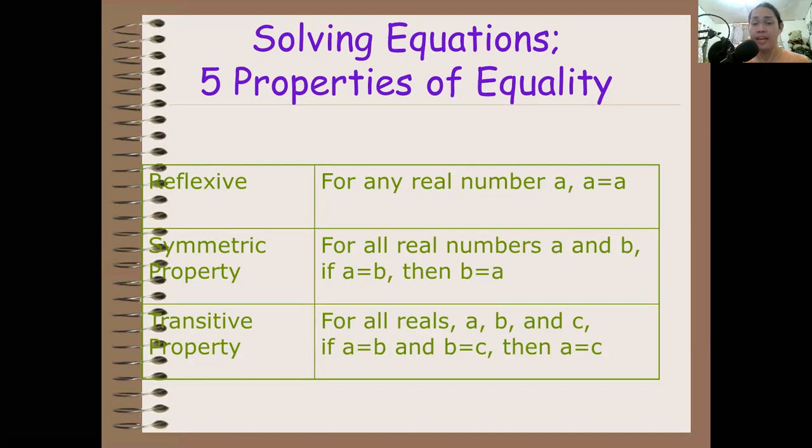The reflexive property means for any real number, a is equal to a. For the symmetric property of equality, for all real numbers a and b, if a is equal to b, then b is equal to a. That is the symmetric property of equality. And for the transitive property, for all real numbers a, b, and c, if a is equal to b and b is equal to c, then a is equal to c. So please do not forget the reflexive, symmetric, and transitive properties of equality. I hope you're going to take note of that.